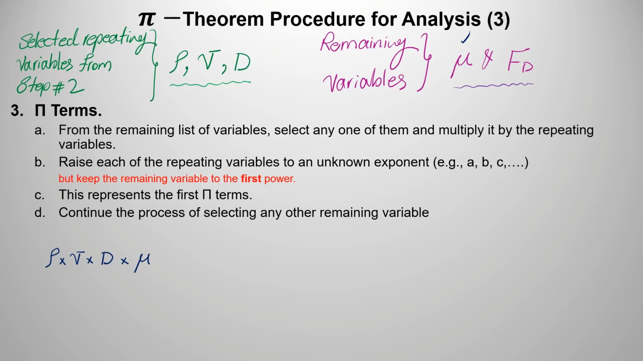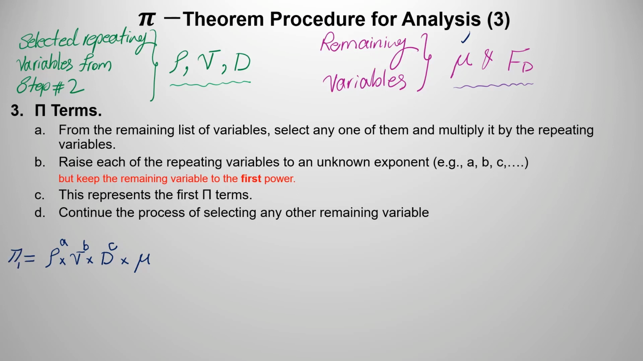Then, raise each of the repeating variables to an unknown exponent, for example a, b, c, whatever, but keep the remaining variable to the first power. So this is going to be to the power a, to the power b, and to the power c, but this one is going to be to the power 1, so I'm not going to change it. This represents the first pi term.